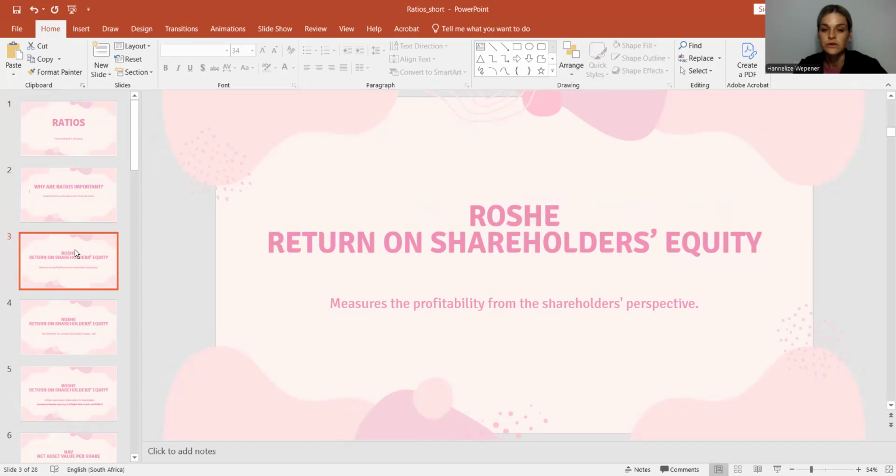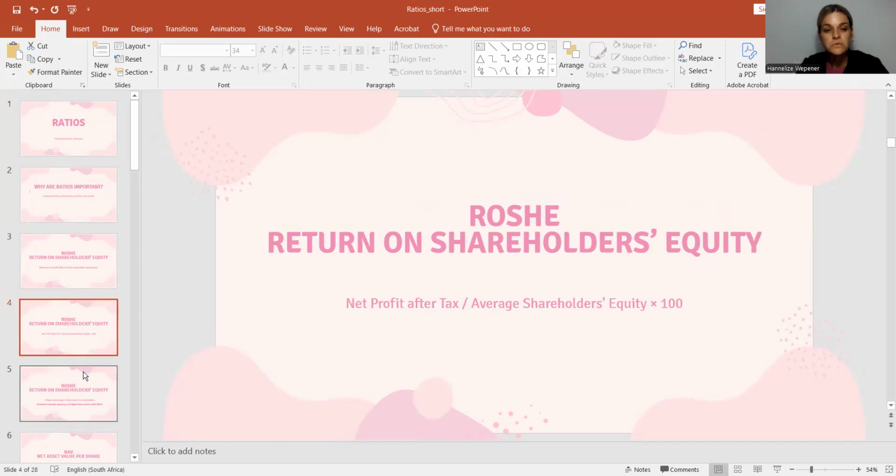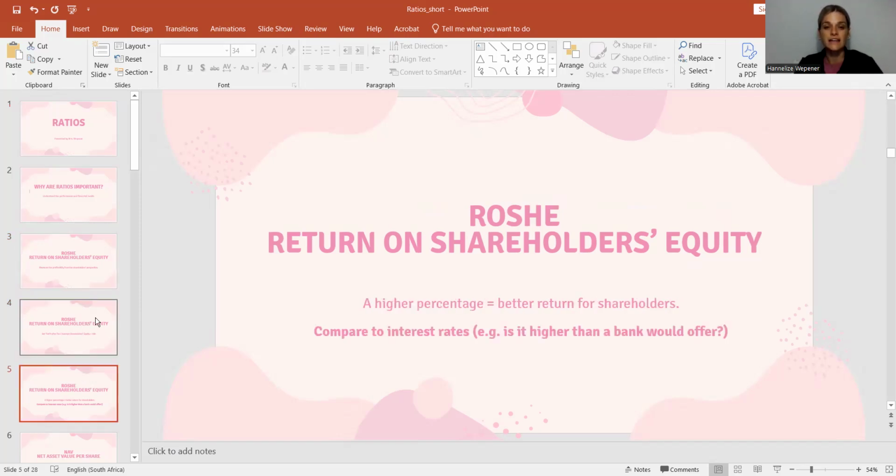We then looked at return on shareholders' equity, where we said that this is where we are going to look at the profits that we earn on our investment from the shareholders' perspective. We also said that we want this ratio to be higher than the interest rates offered by banks, because otherwise the shareholders might as well just have their money in a fixed deposit.